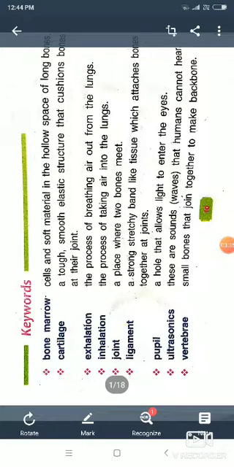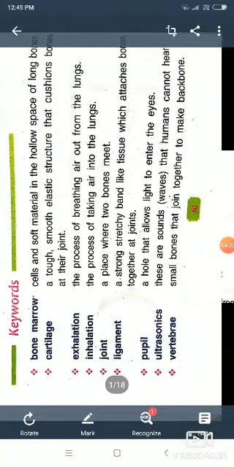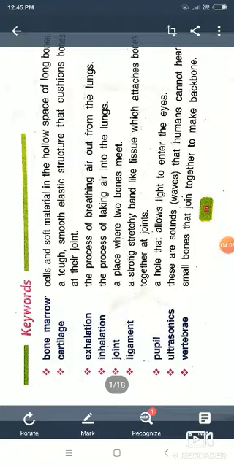Okay, now come to the next word. This is the ligament, L-I-G-A-M-E-N-T, ligament. Ligament means a strong, stretchy, band-like tissue which attaches bones together at joints. So you will write the definition of ligament like this: a strong, stretchy, band-like tissue which attaches bones together at joints is called ligament.